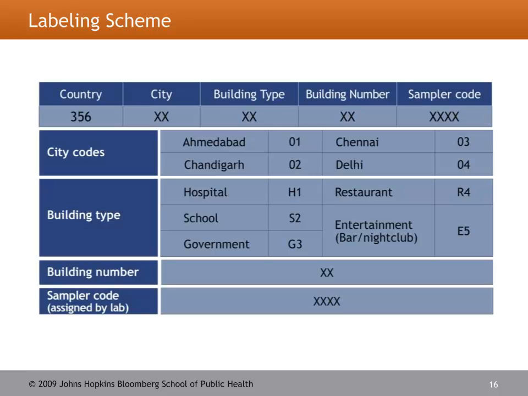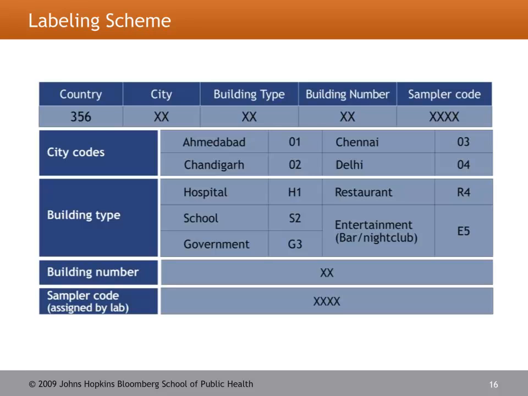For city, you see that we visited 4 different cities in India, and we just randomly assigned numbers to those cities. So for instance, you have Delhi is assigned 04, and Chandigarh is assigned 02. And as I mentioned earlier in the presentation, we visited several different types of buildings. We visited hospitals, schools, government buildings, restaurants, and entertainment venues. So each of those then was also assigned an alphanumeric code that corresponded with it. So hospitals were H1, governments were G3, entertainment venues were E5.